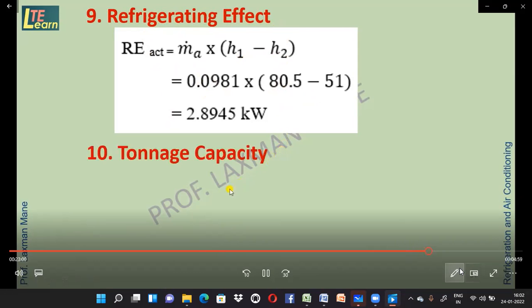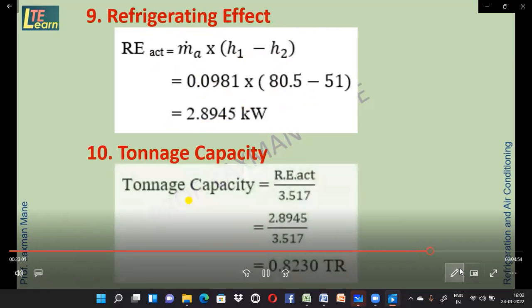Tonnage capacity is given in TR, so this kilowatt we convert. So this is a conversion factor. Refrigerating effect in kilowatt divided by 3.517. So we find value of tonnage capacity in TR.